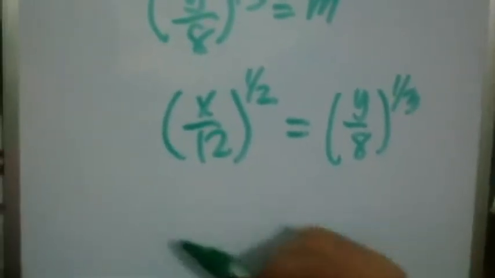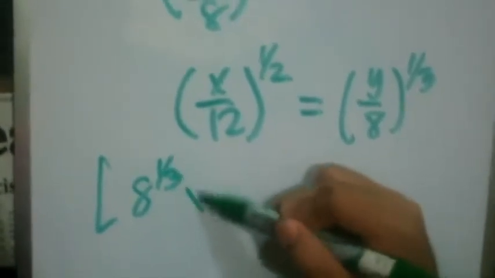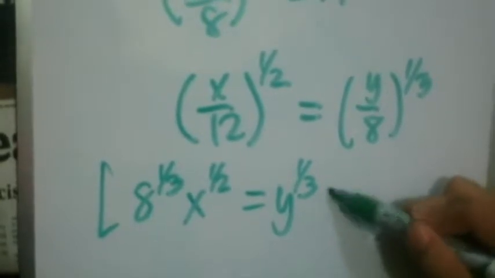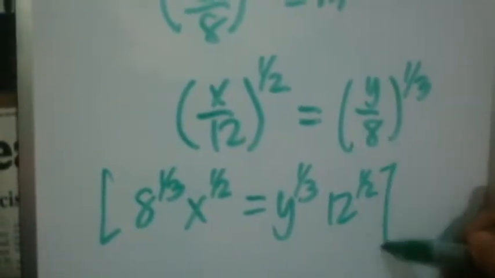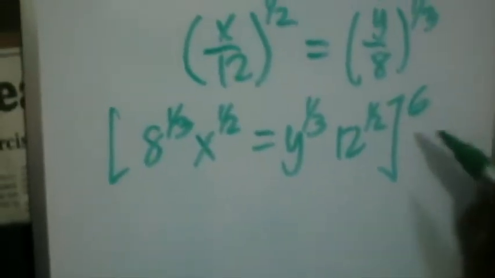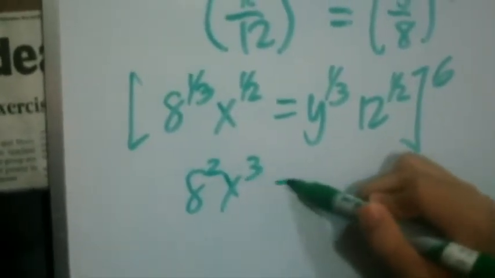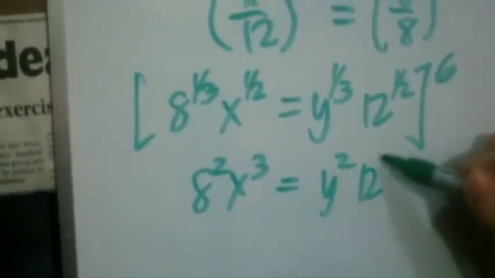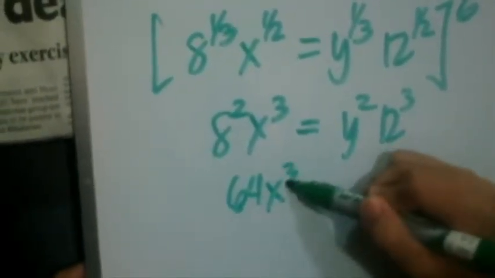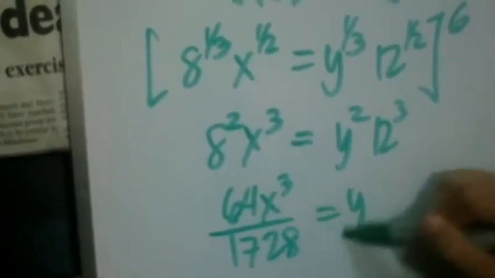So we will simplify it. 8 to the 1/3, x to the 1/2, y to the 1/3, 12 to the 1/2. Since these are exponents, let's raise both sides to the exponent of 6. So we have 8 squared x cubed equal to y squared 12 cubed. So we will get 64x cubed over 1728 equals y squared.